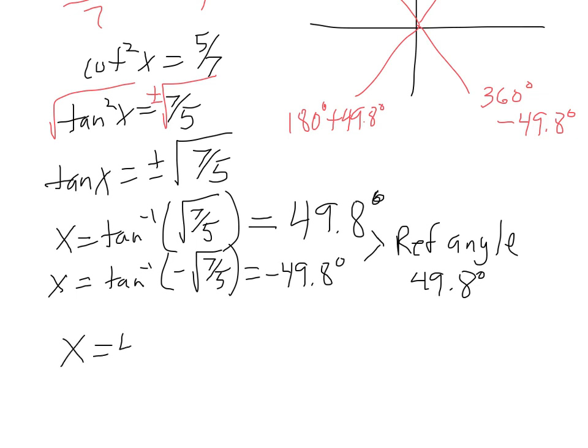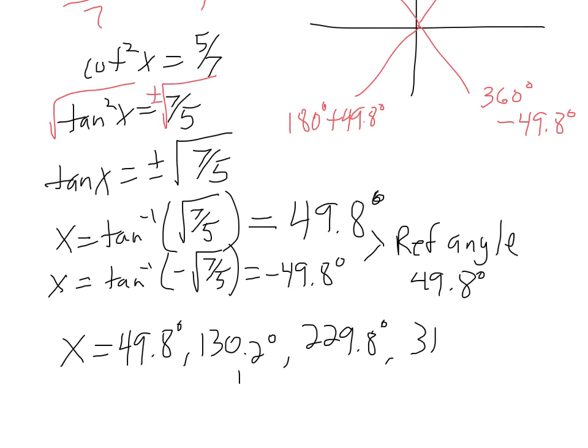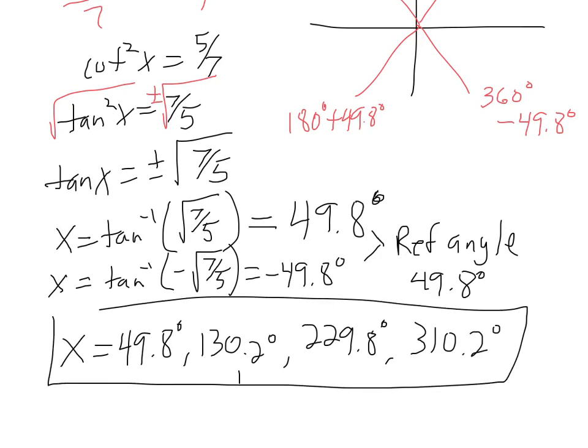1, 49.8 degrees. Then we have 180 minus 49.8 degrees, and that's 130.2 degrees. And then we have 180 plus 49.8 degrees, and that's 229.8 degrees. And finally we have 360 minus 49.8 degrees, and that is 310.2 degrees. This completes this problem.